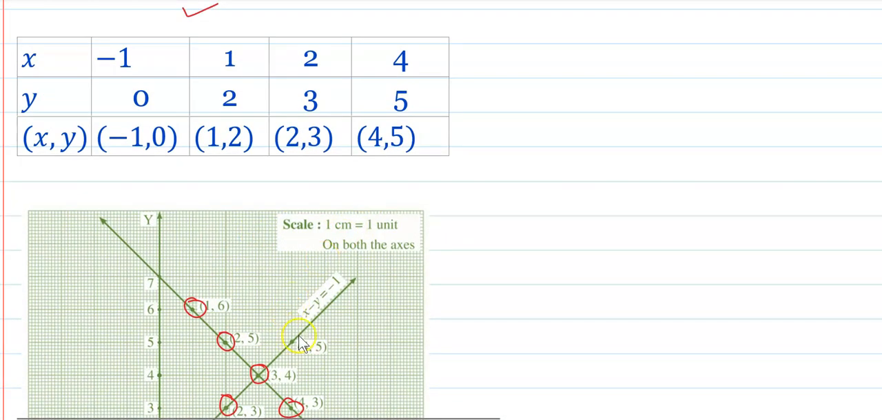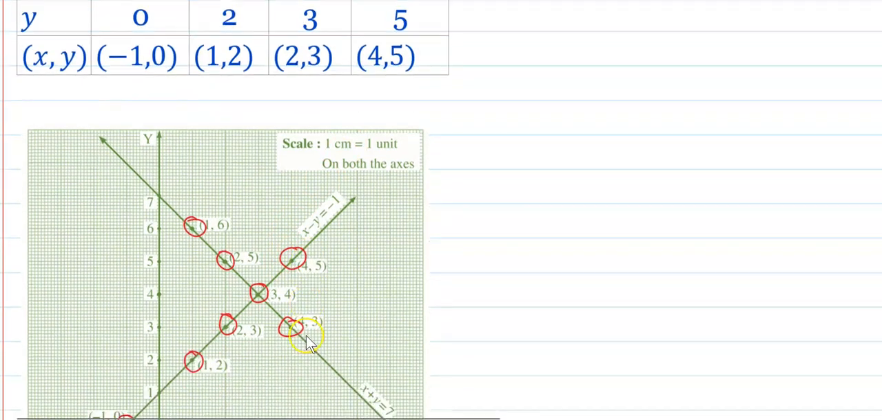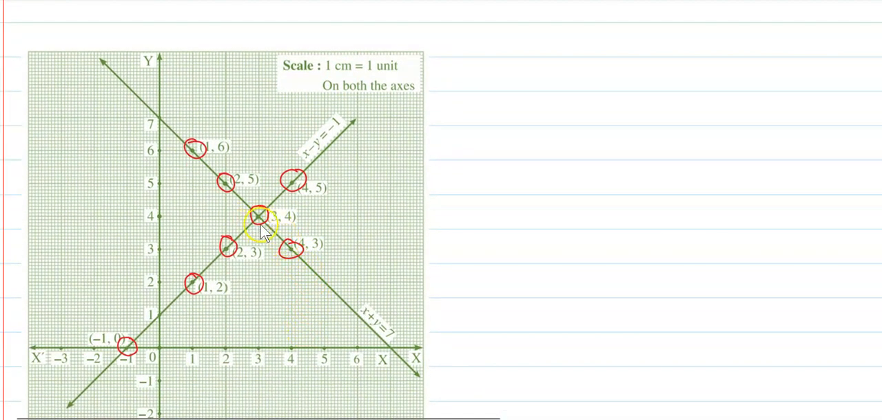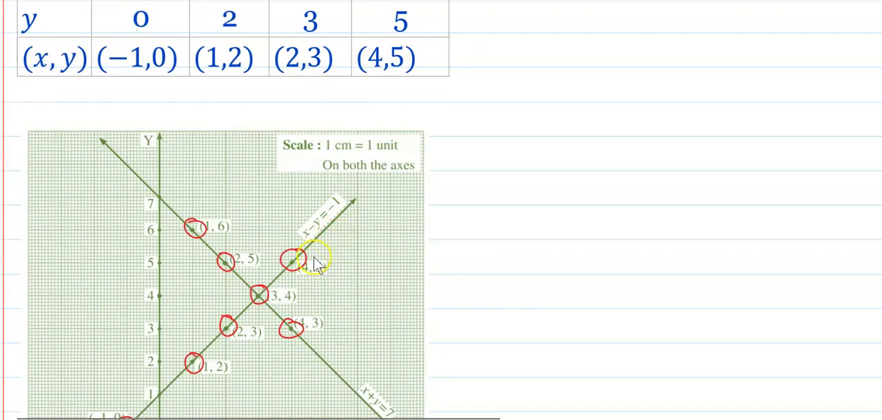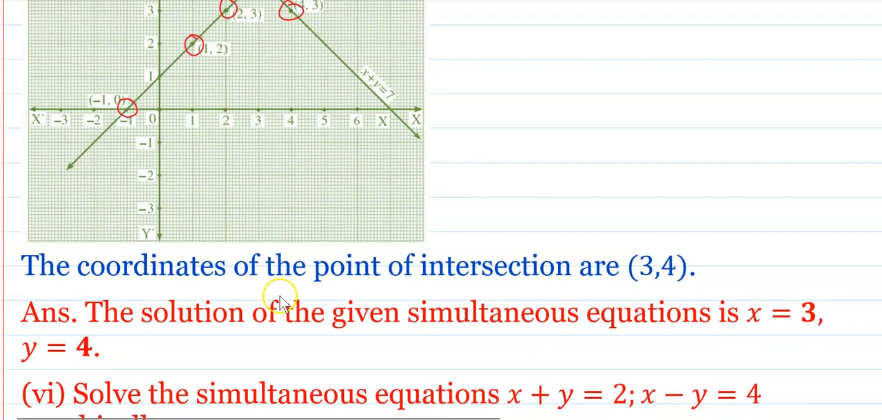4, 5. And the intersection of these two lines is 3, 4. Therefore, the solution of the given two simultaneous equations by the graphical method is 3, 4. The coordinates of the point of intersection are 3 and 4. The solution of the given simultaneous equations is x is equal to 3, y is equal to 4.